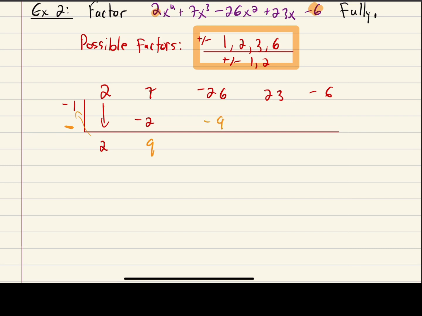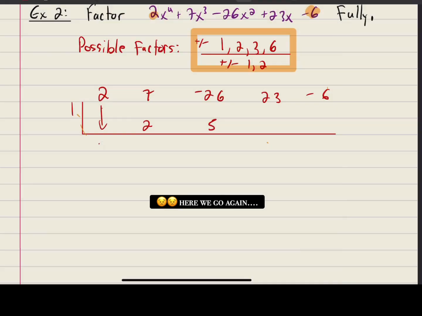Negative 26 minus minus 9 is going to give us 15, or negative 15, I should say. Negative 15 multiplied by 1 gives us 15. And then 23 minus 15 gives us 8. 8 times negative 1 is negative 8. This is not going to equal 0, so we're going to go on to the next.